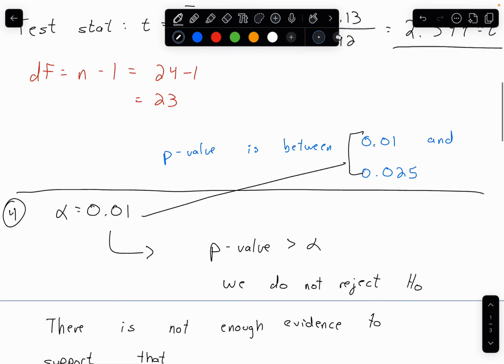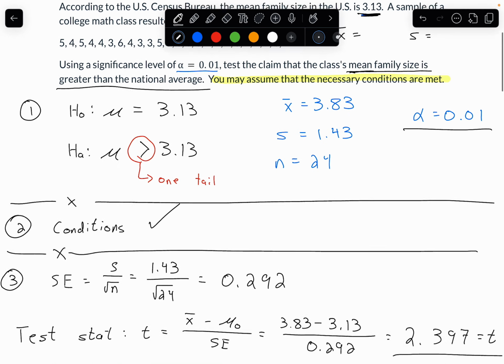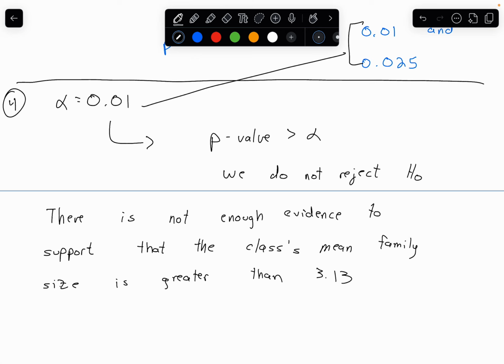that, and I'm going to go back up here, that the class's mean family size is greater than the national average. That the class's mean family size is greater than the national average. You could even say greater than 3.13 if you want to save yourself a little bit of writing here.